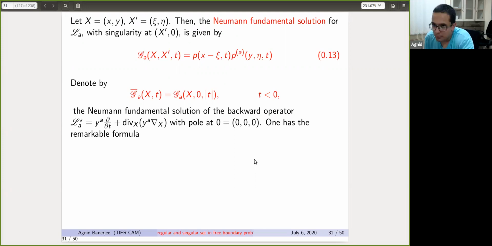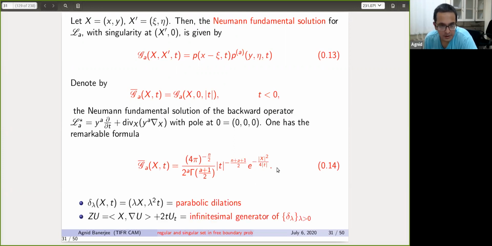And then if you take the pole at 0 for this fundamental solution, you have an expression which looks like the standard Gaussian with a different power of t, so to speak. And that is again dictated by the homogeneity of this operator. So I will have these notations for parabolic dilations, that is you scale linearly in x and quadratically in time. And then you have this vector field Z, which is the infinitesimal generator of the parabolic dilations.